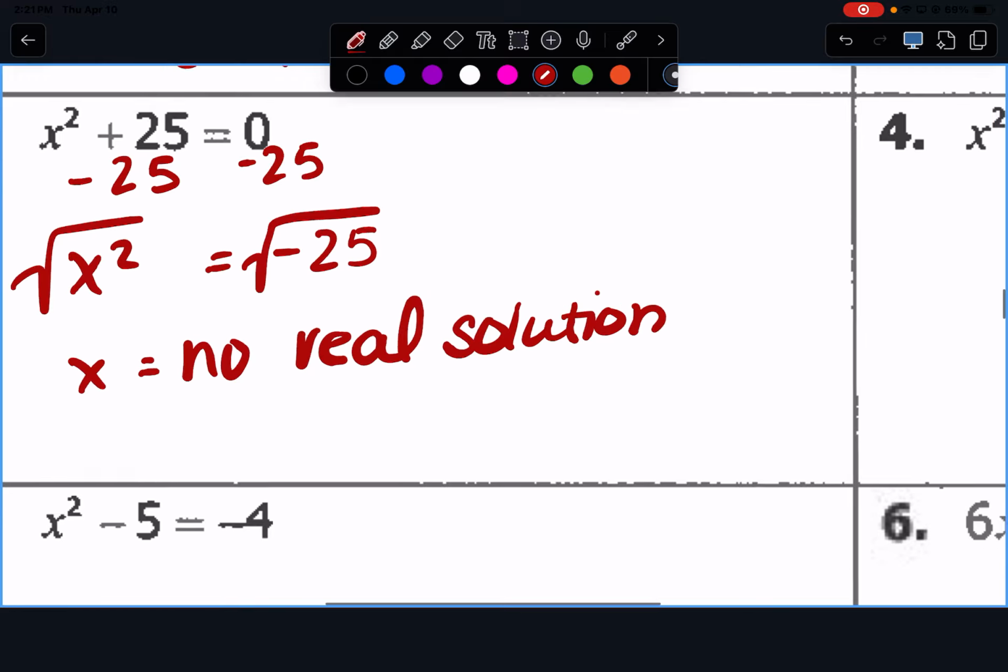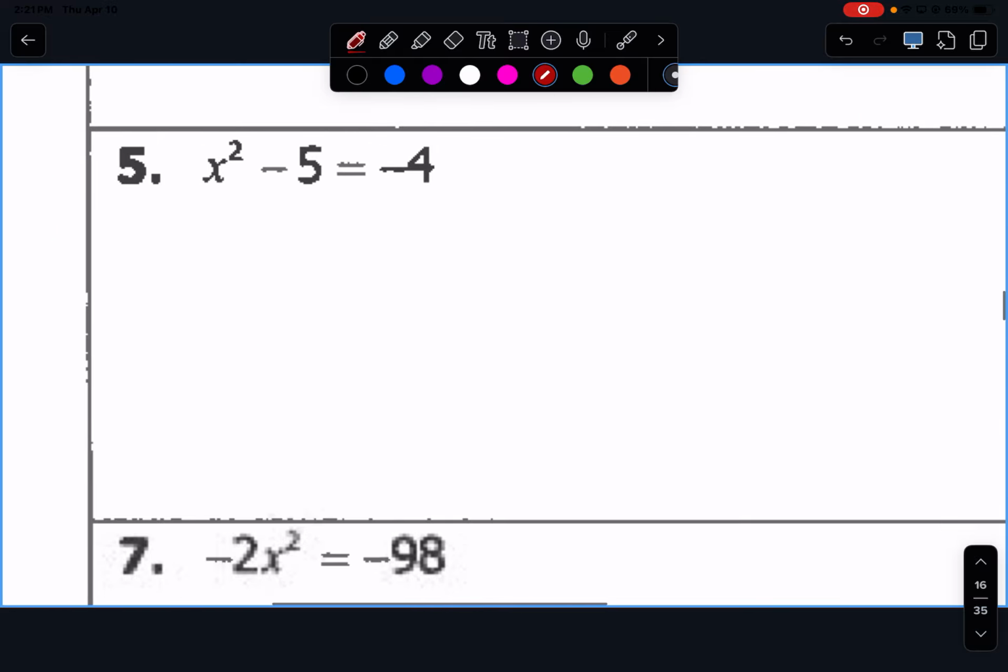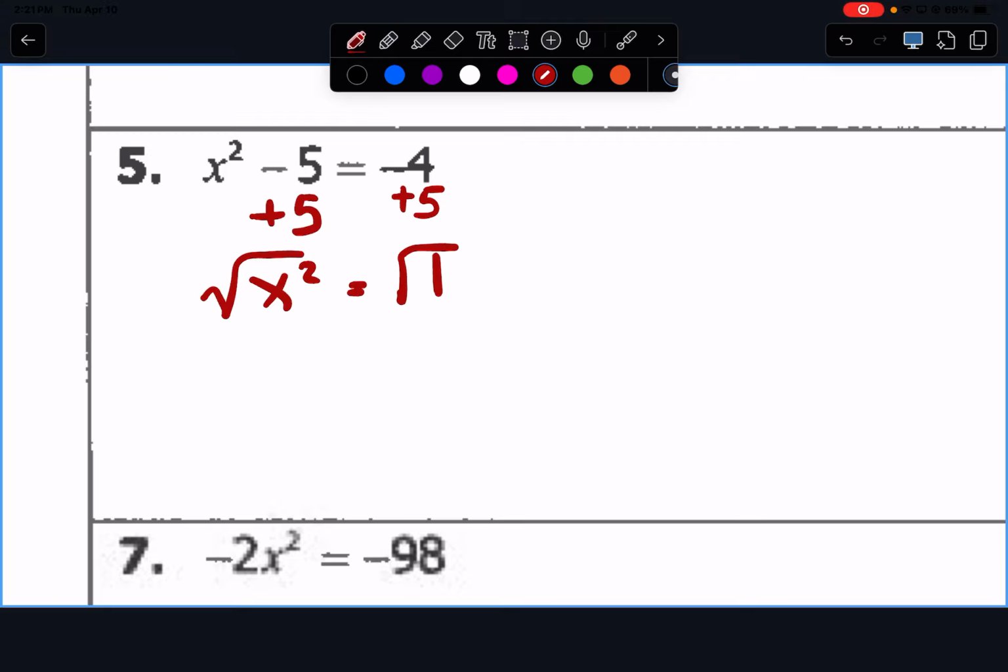So now for number 5, what do I do for number 5? Add 5. So we get x squared equals 1. How do I solve from here? So I get x is equal to positive negative 1. So our solution set would be {negative 1, 1}.